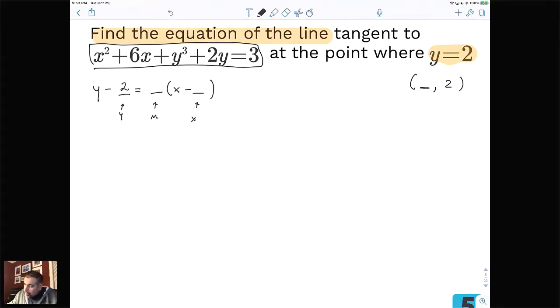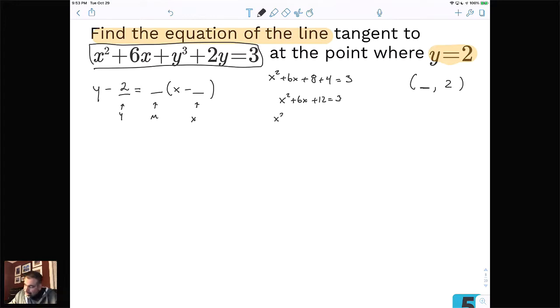So I'm going to take that 2 and plug it in. And when I do that, I'm going to get x squared plus 6x plus, and this is where it's kind of tricky because we're so used to plugging in x all the time. In this question, we're actually plugging in y. So I'm going to put in a 2 for that y. Instead of y cubed, I'm going to get 2 cubed, which is 8, plus 2y. But again, I'm plugging in 2 for the y, so I'm going to get 4. And then on the other side, I've got equals 3. So as I look at this, I've got x squared plus 6x plus 12 equals 3.